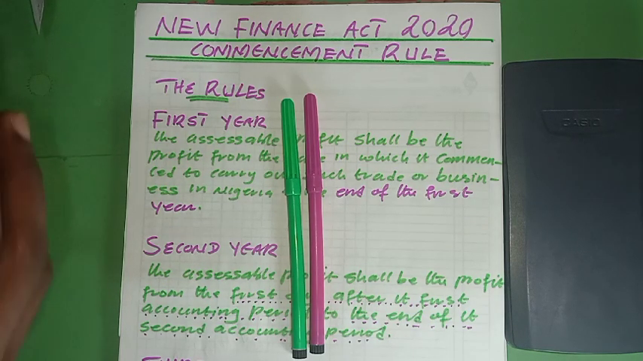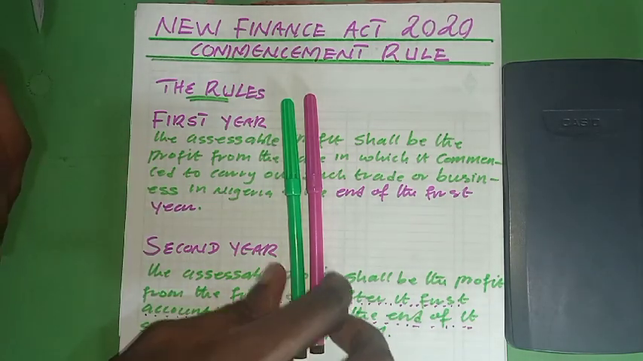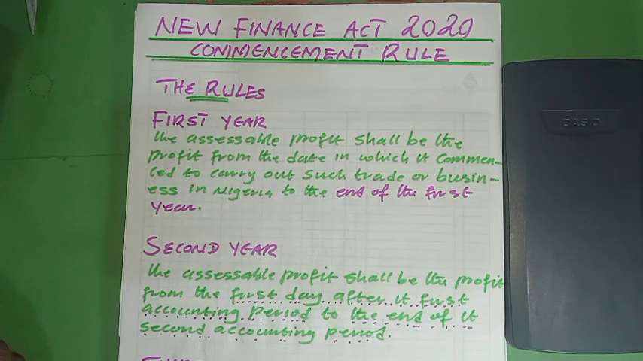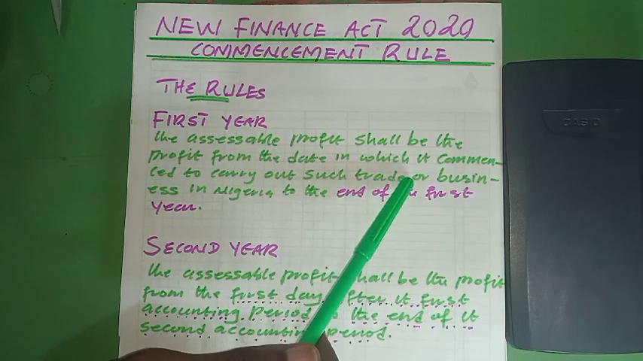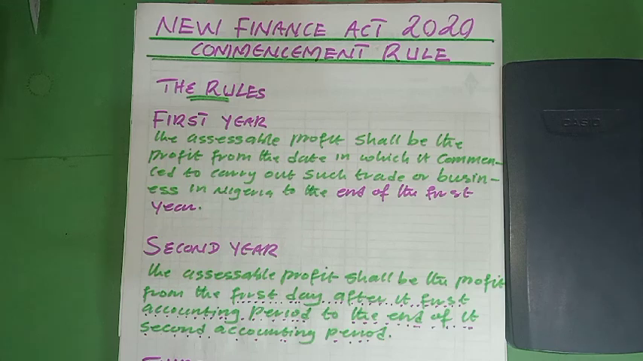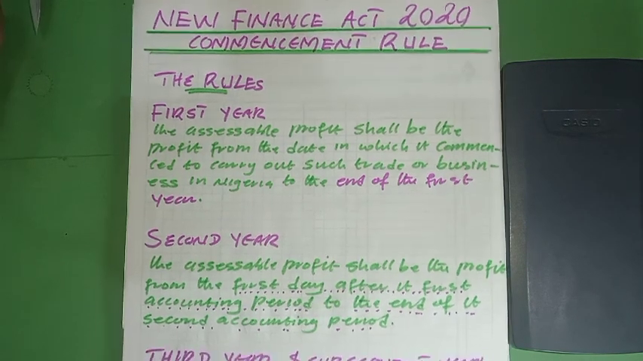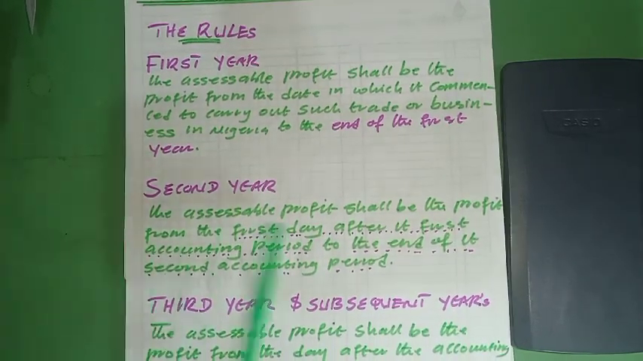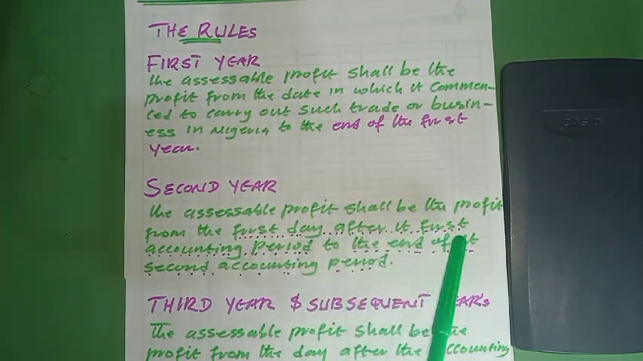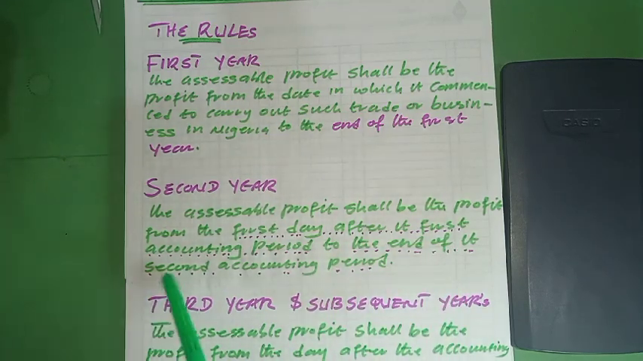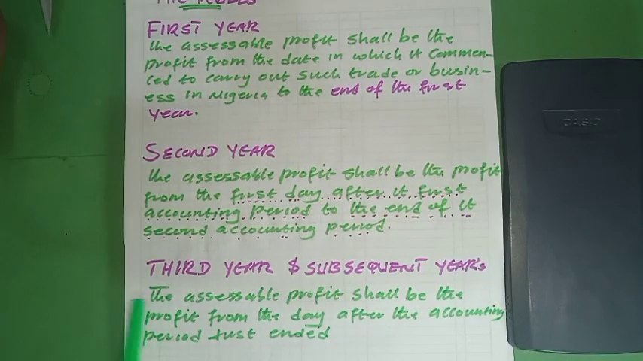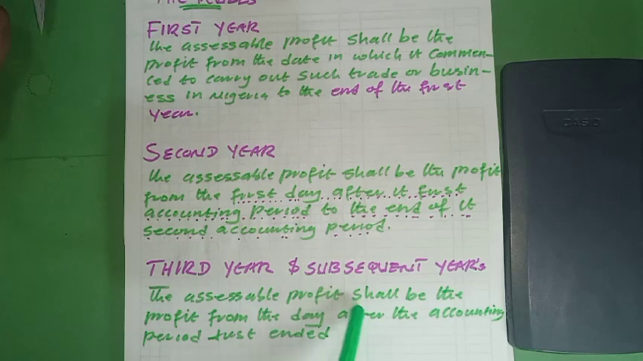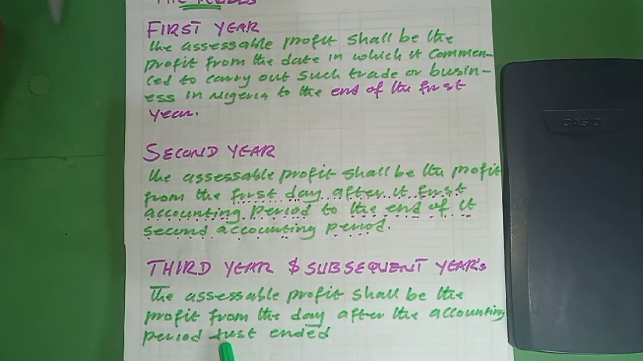In my last video, I explained everything about our commencement rule, but in this video I'm going straight to the rules. Now the rules here. Number one rule: the assessable profit shall be the profit from the date in which it commenced to carry out such business in Nigeria to the end of its first year, to the end of its first reporting year. That is number one. Second rule states that the assessable profit shall be the profit from the first day after its first accounting period to the end of its second accounting period. That is rule 2. I hope you are getting it. The third and subsequent years: the assessable profit shall be the profit from the day after the accounting period just ended.